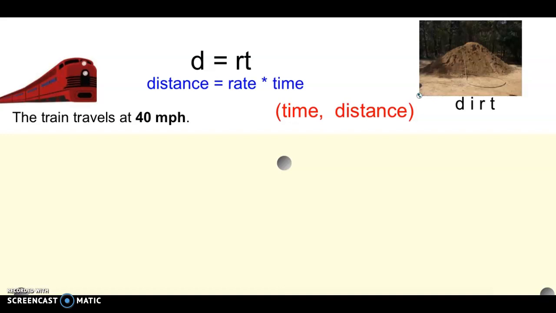Here is a video about distance equals rate times time. We talked about this formula, D equals RT, and I told you it reminds me of the word dirt. That's how I remember it. Distance equals rate times time. So here is an example.